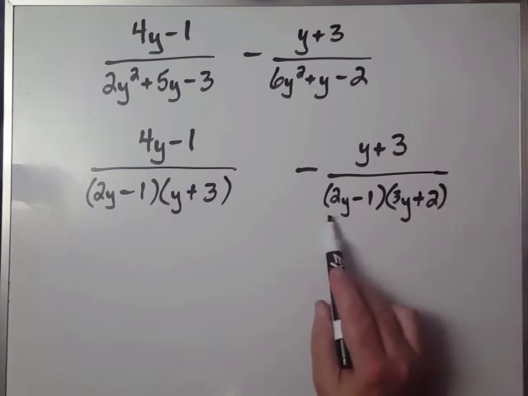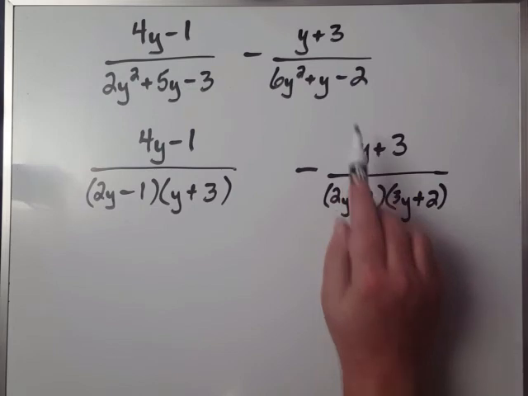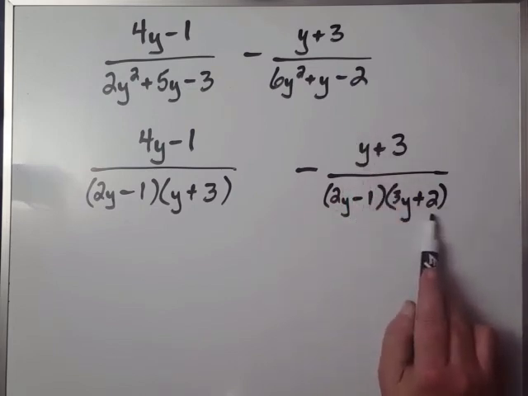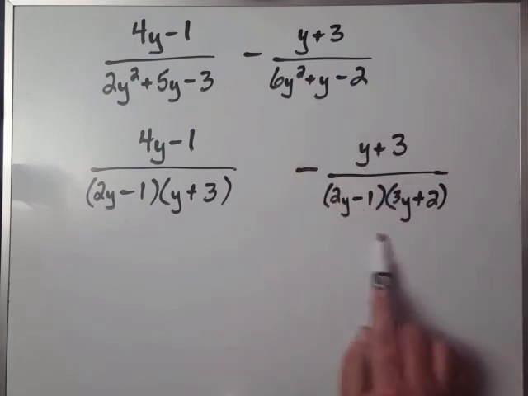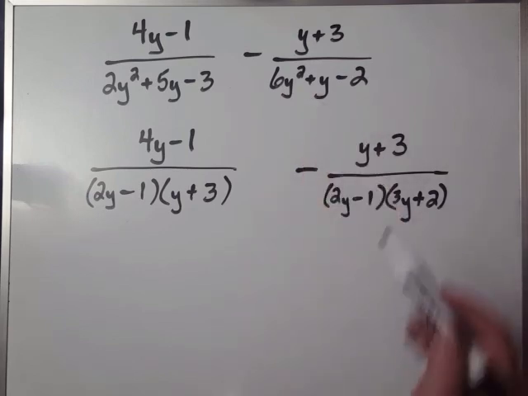Check this one more time. I get my 6y squared back as my first. The last gives me my minus 2. That works. And for the middle, plus 4y minus 3y is plus y. So that's how that factors.